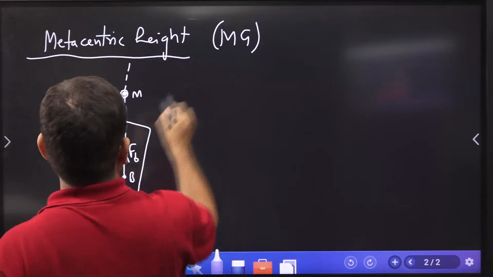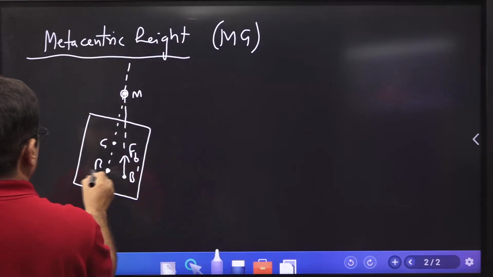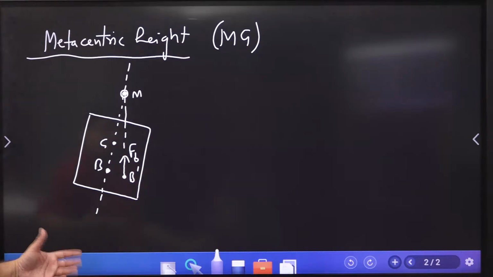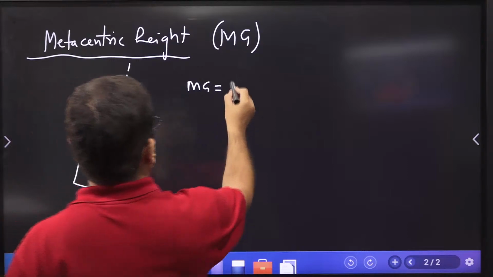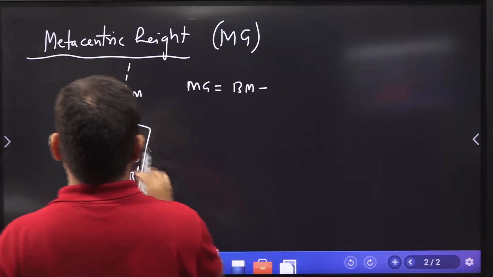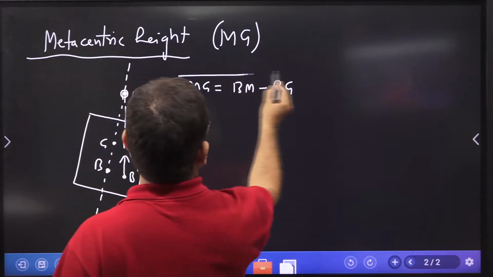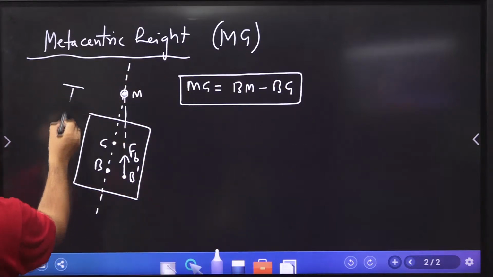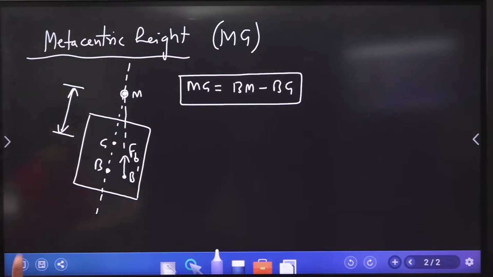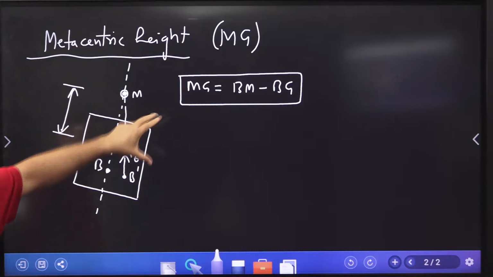How do you calculate it? Let us say this point was B dash, original B was this, right? So can I say the distance from M to G is the distance from B to M minus the distance from B to G? Can I write like this? See this carefully. This distance is called metacentric height, and in the numerical we have to calculate this metacentric height. Now this is equal to B to M minus BG.